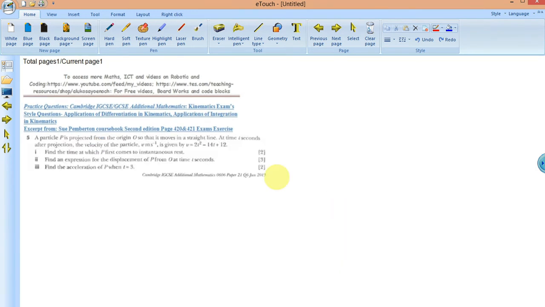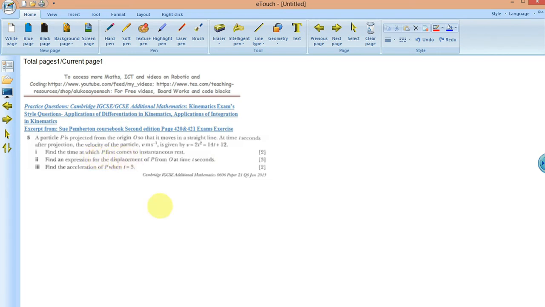Guys, here is the next question. Particle P is projected from the origin O so that it moves in a straight line. At time t seconds after projection, the velocity of the particle, v in meters per second, is given by v equals 2t squared minus 14t plus 12. Find the time at which P first comes to instantaneous rest.